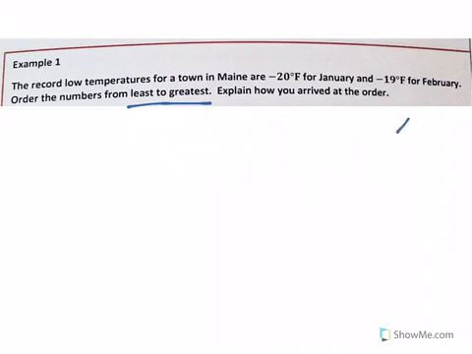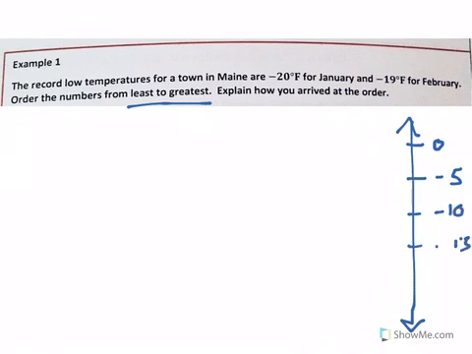Now, I was going to use a number line. In this case, because we're talking about temperature, and most thermometers you might see would go vertically as opposed to horizontally, I'm going to create my number line here. So I'm going to go 0, -5, -10, -15, -20, and I know that -19 would be somewhere about right here.